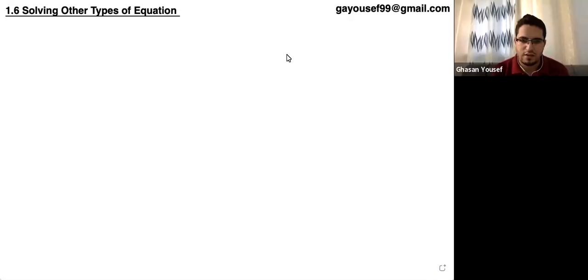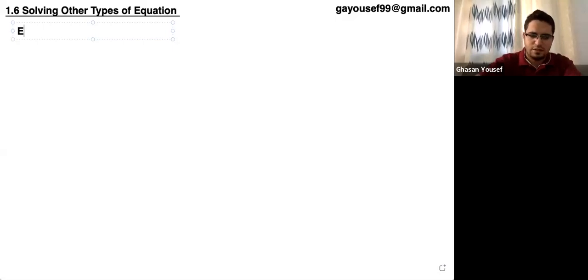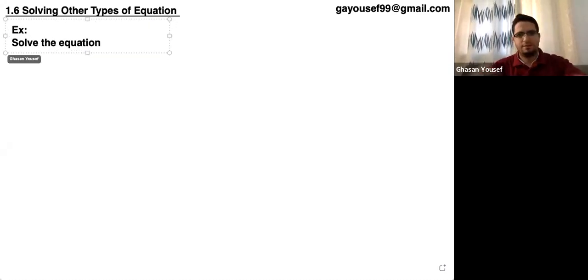In the end, we solved an example for a fractional expression. We left only one example for this section, the example here. Solve the equation. This equation has a radical. So the equation is here.